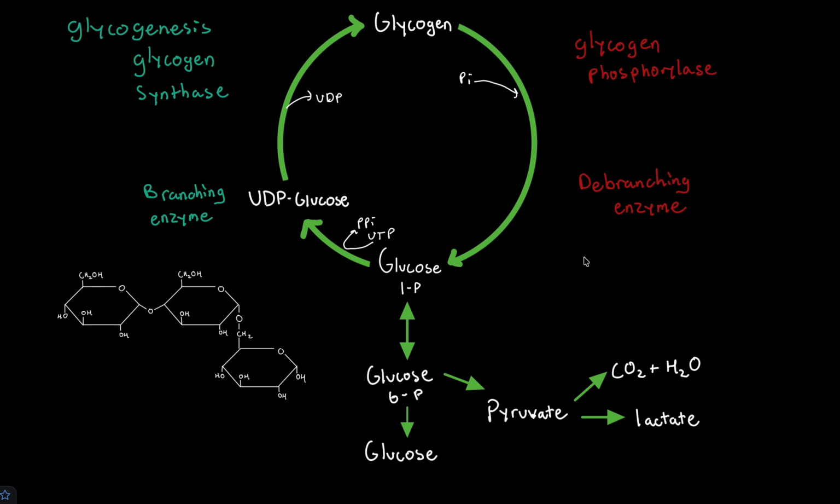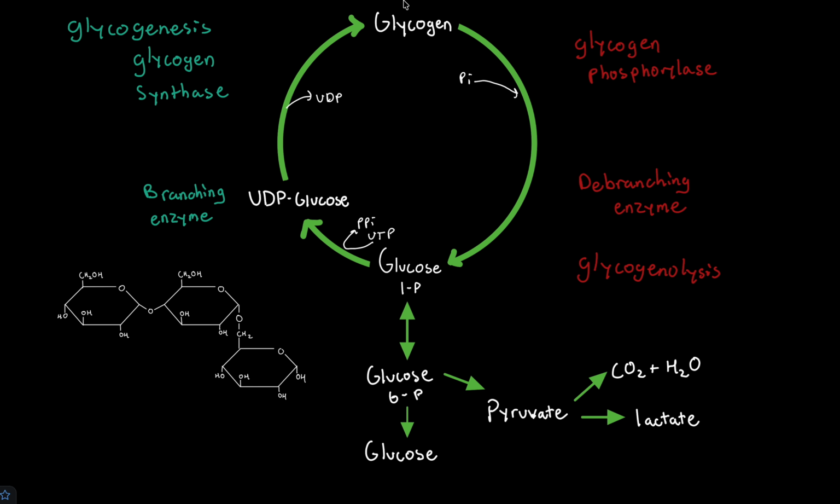So let me just put it down here. Glycogenolysis. So glycogenolysis, we have glyco still there, and lysis means the breakdown. So glycogenolysis is the breakdown of our glycogen to glucose, and glycogenesis is the production of glycogen from glucose.